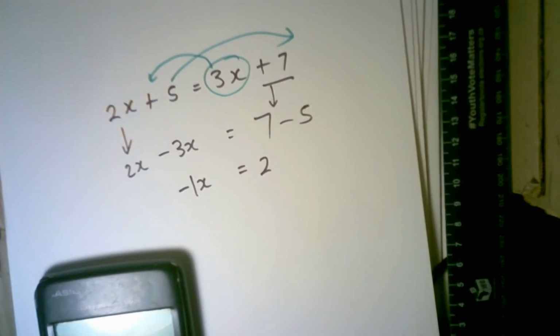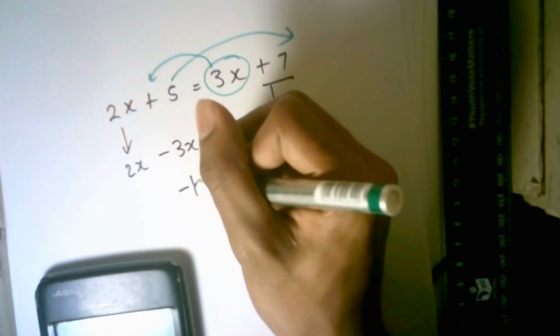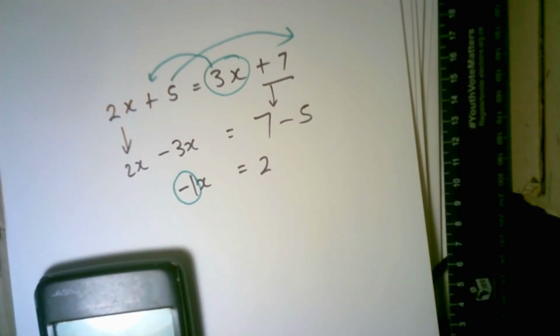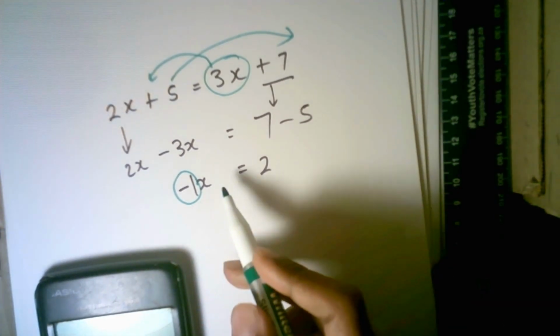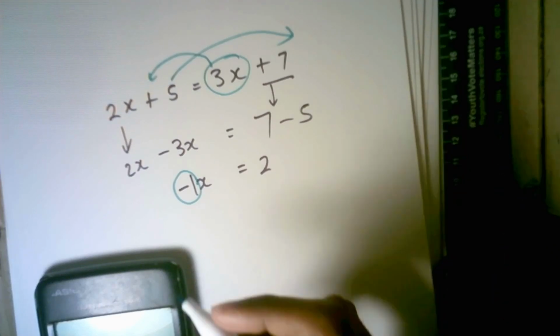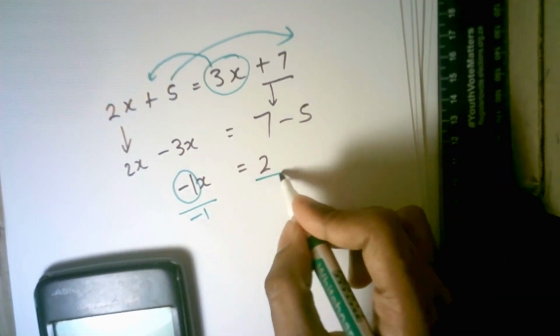And now I have not solved the equation yet because x is not alone. It's not 1x is equal to something. The coefficient of x is negative 1. And in order to get rid of this coefficient, remember it's negative 1 times x. There's an invisible or implied multiplication between the coefficient and the variable. So the opposite of multiplication is division. So to get rid of that, I'm going to divide both sides by negative 1.